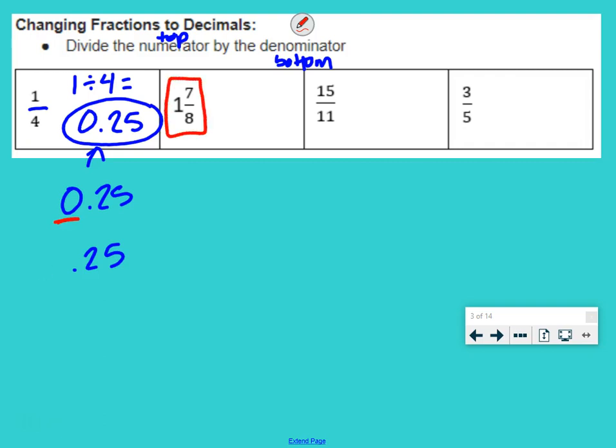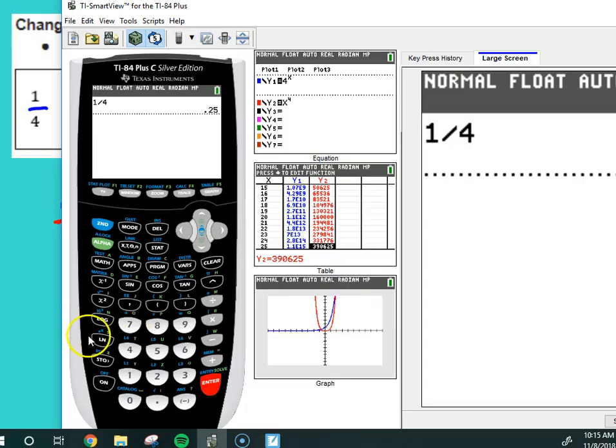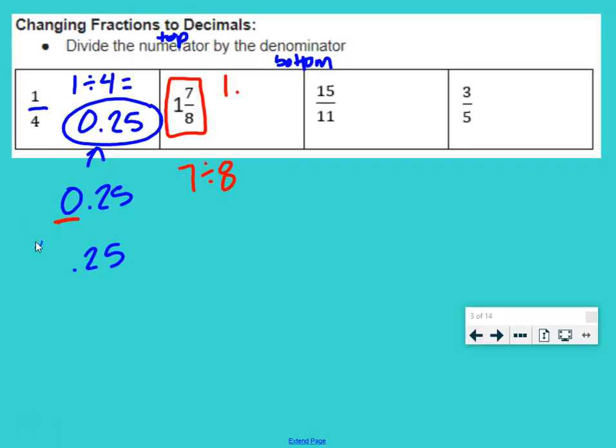Now 1 7/8 we call a mixed number, so that it has a whole number piece and a fraction piece. So this means we're going to keep the 1, put a decimal point after it, and then we're going to do 7 divided by 8. We're just going to take the fraction piece, and that's going to be our decimal part. So if we go back to our calculator, and we do 7 divided by 8, we get 0.875. Now instead of having a 0 in front this time, we do have that 1 there because of the whole number 1, and then we put the 875 after the 1.